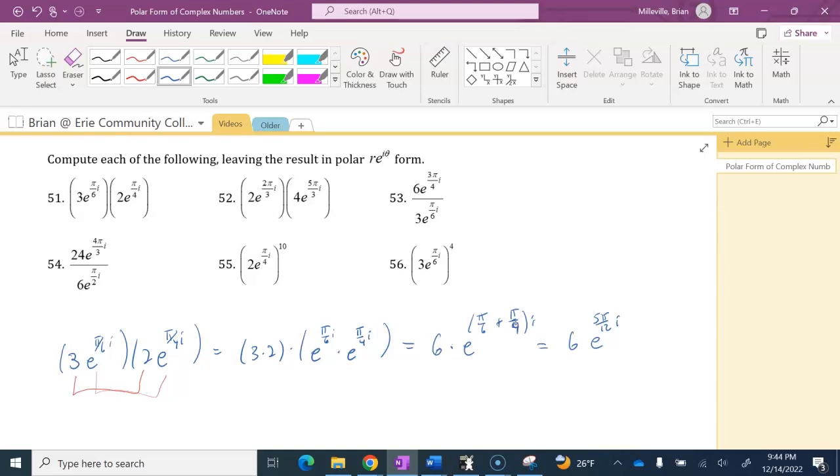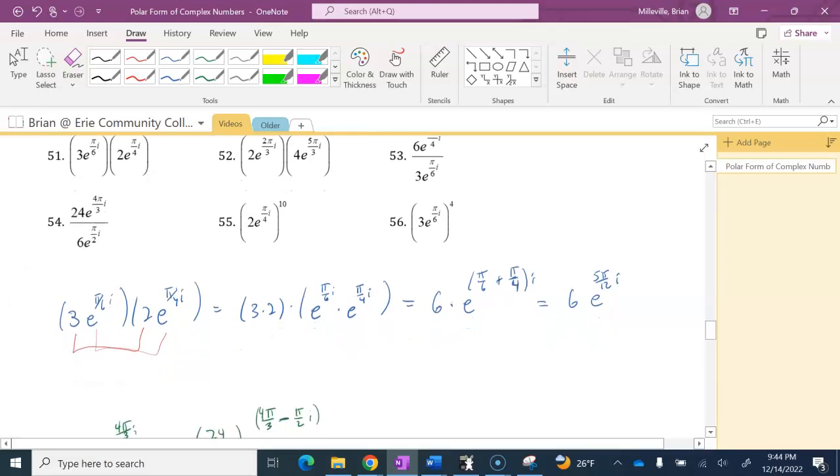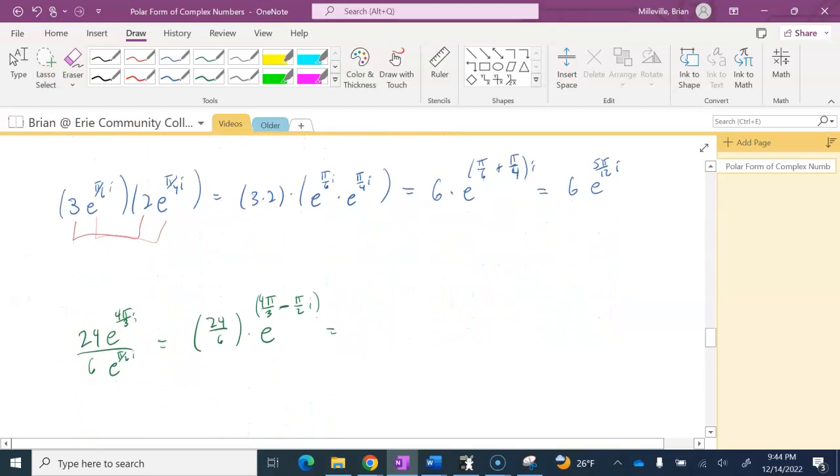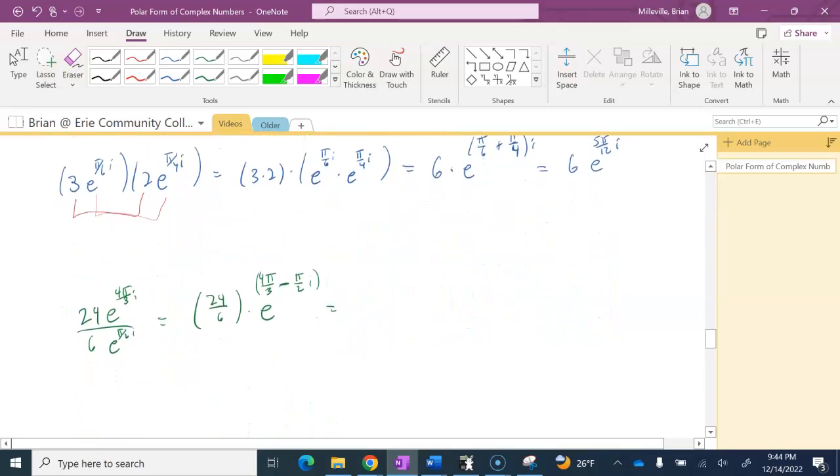So again, what did we do? Multiply the radial lengths, and then really we're adding the angles pi over 6 and pi over 4. All right, so that's a multiplication. Let's do a division. I've got 54 copied down. All right, so if we're dividing, what do we do?